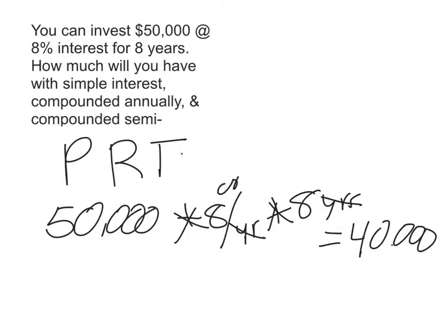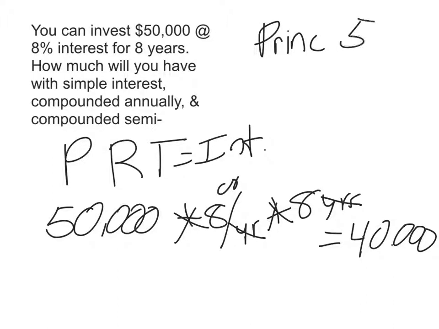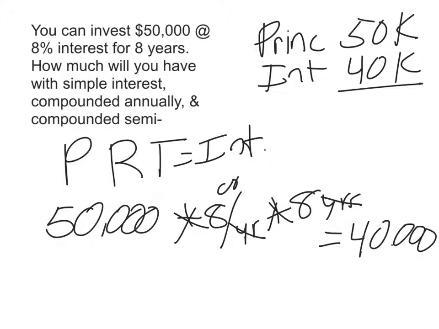But this is the calculation for interest. That's not what you were asked. You were asked how much will you have. So remember to go back and read the problem carefully, because you end up with a principal of $50,000, interest of $40,000, and you end up having $90,000. And that's part 1.